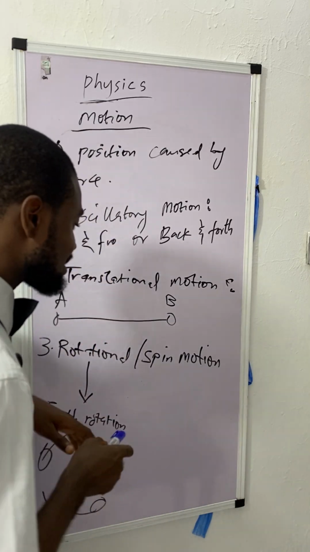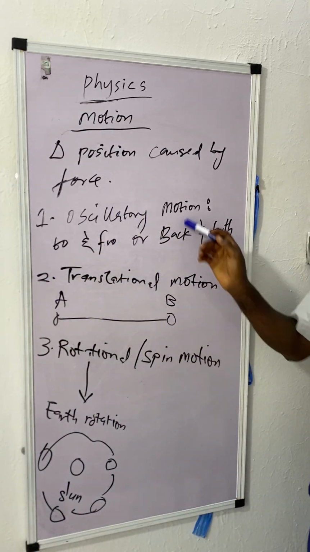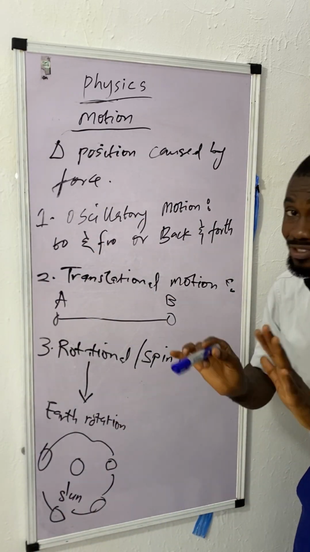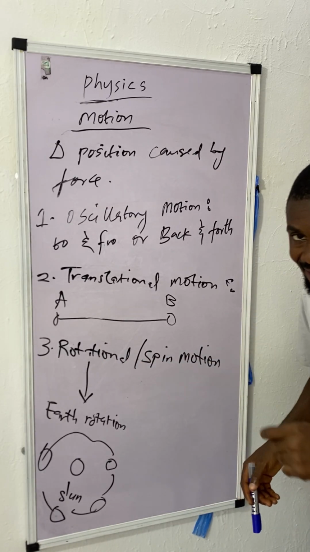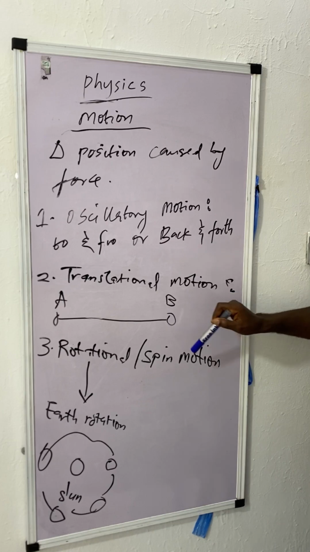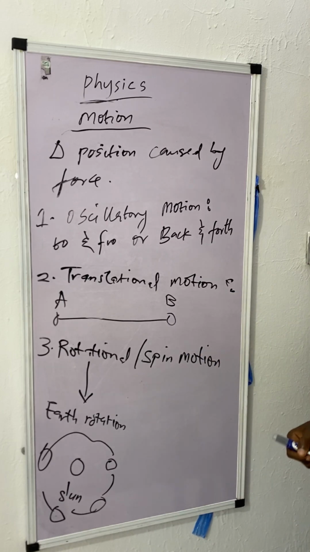Around an axis. So an object circles around an axis, and the axis is not part of the object. That's rotational motion. Then for spin motion, the axis belongs to the object. The axis is part of the object in motion.